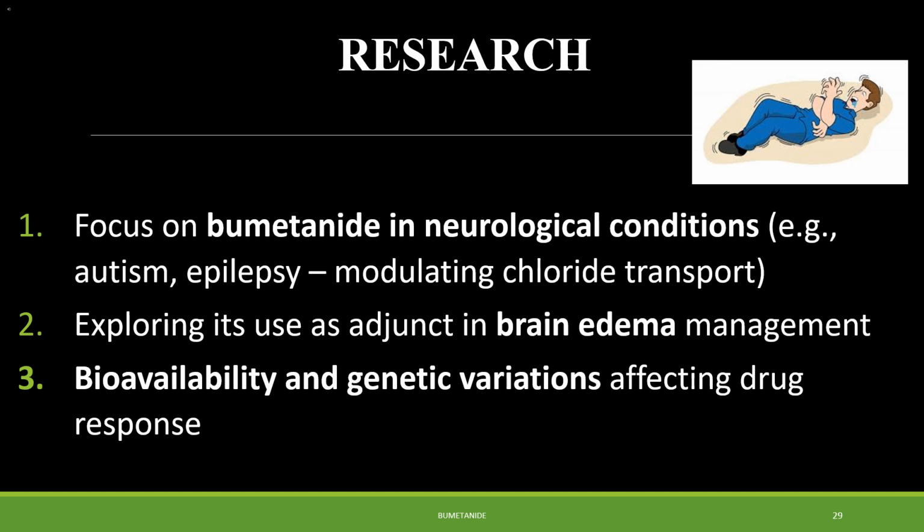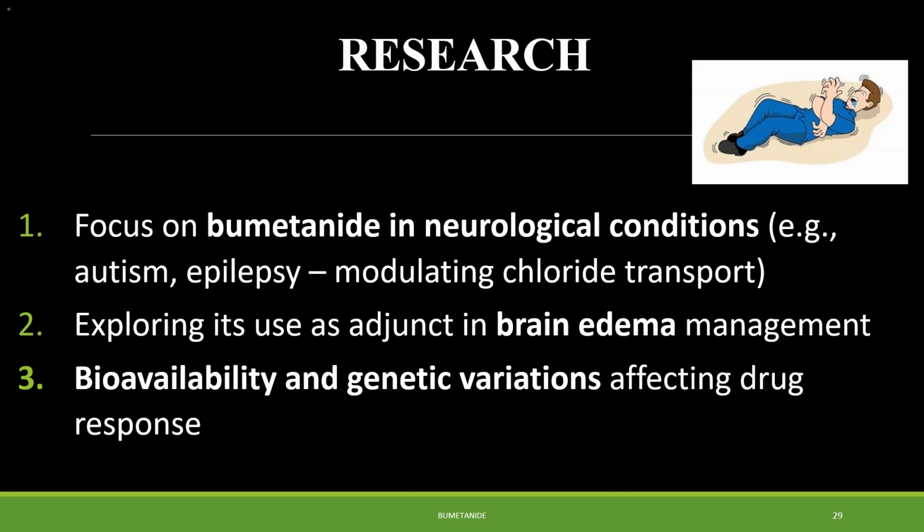Bumetanide in epilepsy. Bumetanide, an NKCC1 co-transporter antagonist, may improve cognitive functioning in patients with drug-resistant epilepsy by reducing seizure frequency and affecting brain microstructural organization. 2. Use as adjunct in brain edema management. While bumetanide's primary research focus in neurological conditions is on autism and epilepsy through modulating chloride transport, its use specifically in brain edema management isn't widely highlighted in current research findings.